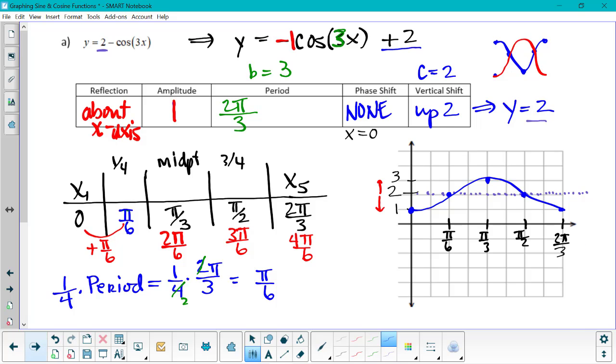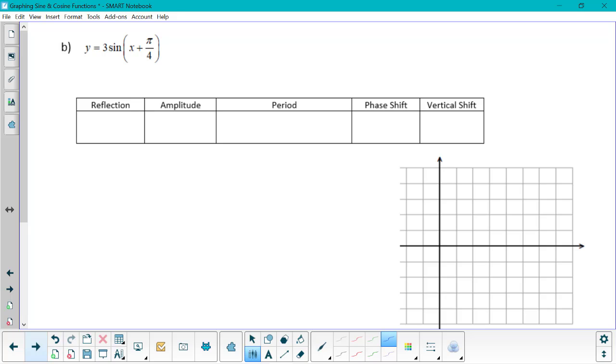All right, now let's look at doing a horizontal shift or a phase shift. I can see here that my A value is 3. Because it's positive, there is no reflection about the x-axis. The amplitude is 3, the absolute value of that. The coefficient on x is 1, so b is 1, which means the period is 2 pi divided by 1, or just 2 pi.